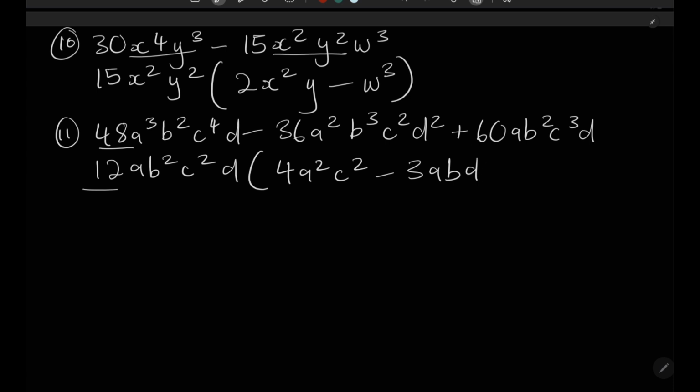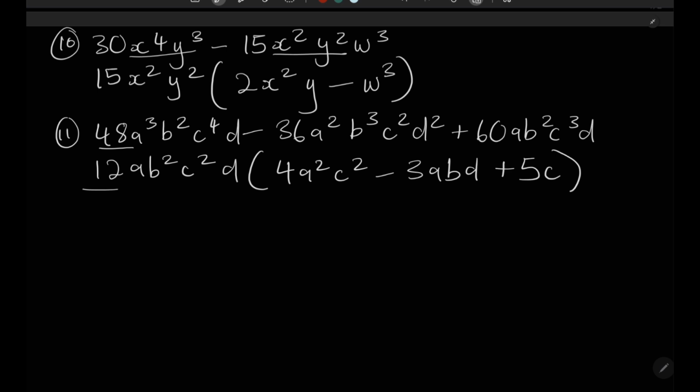Then we go to the last term. 60 divided by 12 is 5. Plus 5. A and a, 1 minus 1 is 0, so you have nothing there. B squared and b squared, 2 minus 2 is 0, so you have nothing there. C cubed and c squared, 3 minus 2 is 1, so you have c. Then d and d, 1 minus 1 is 0, so you have nothing there. Your final answer is this one.